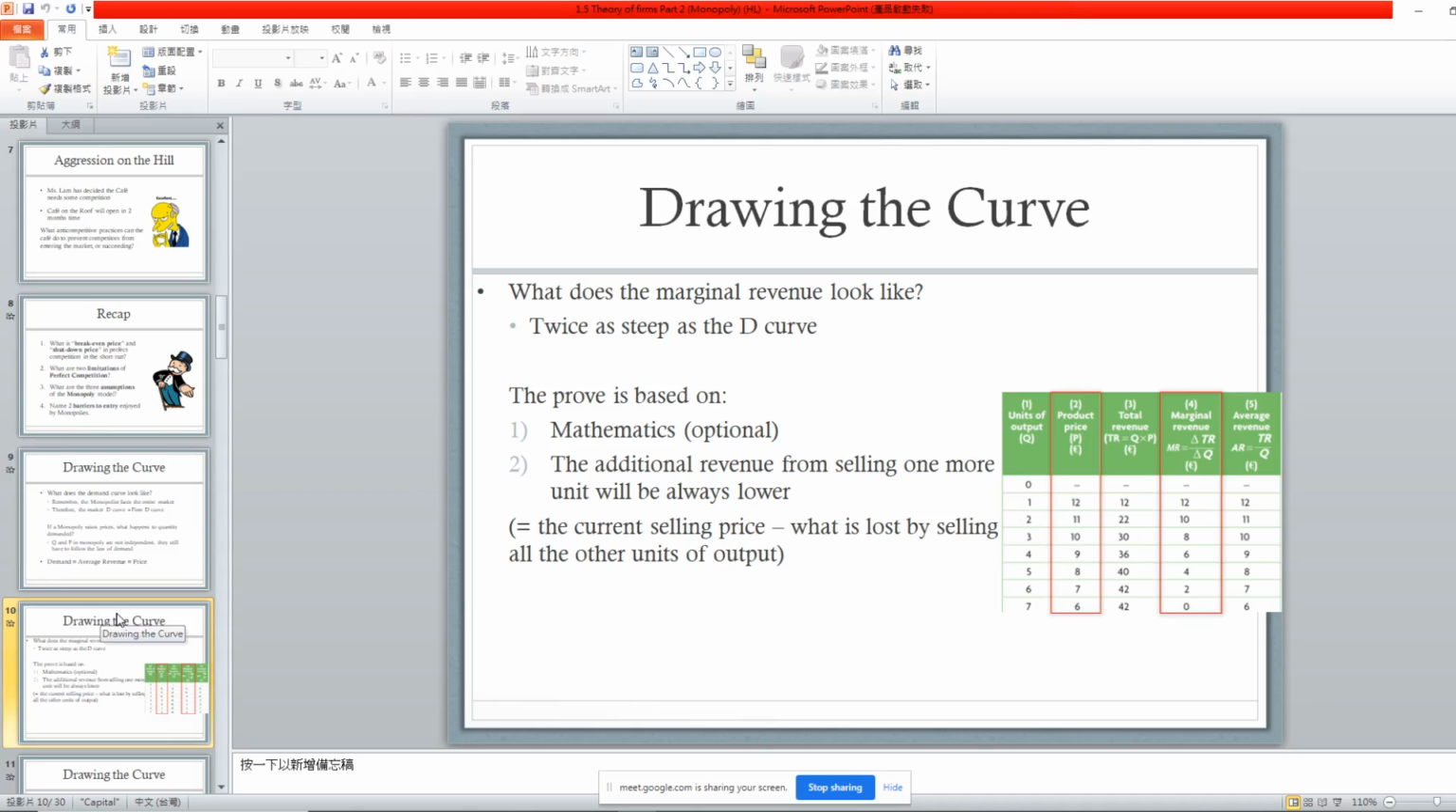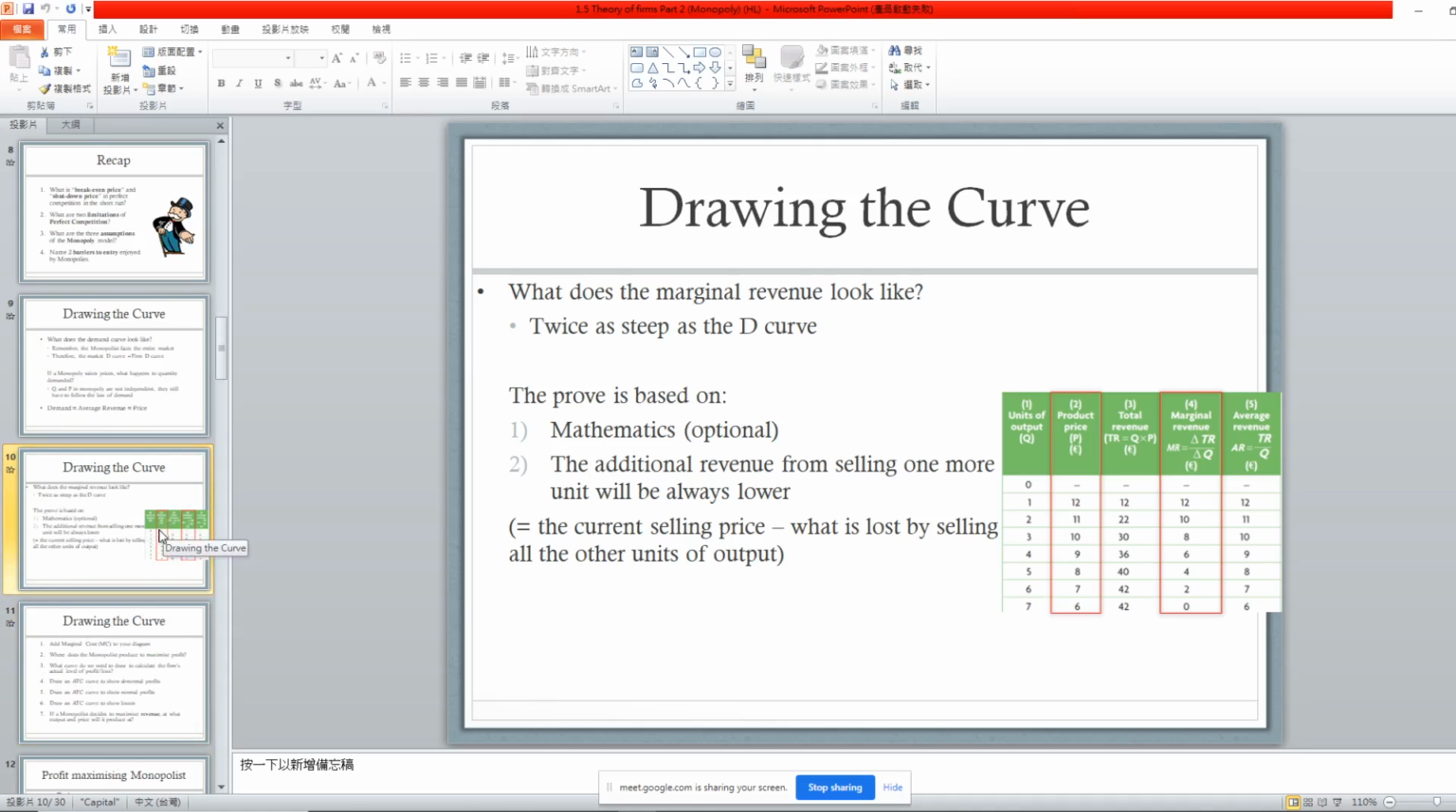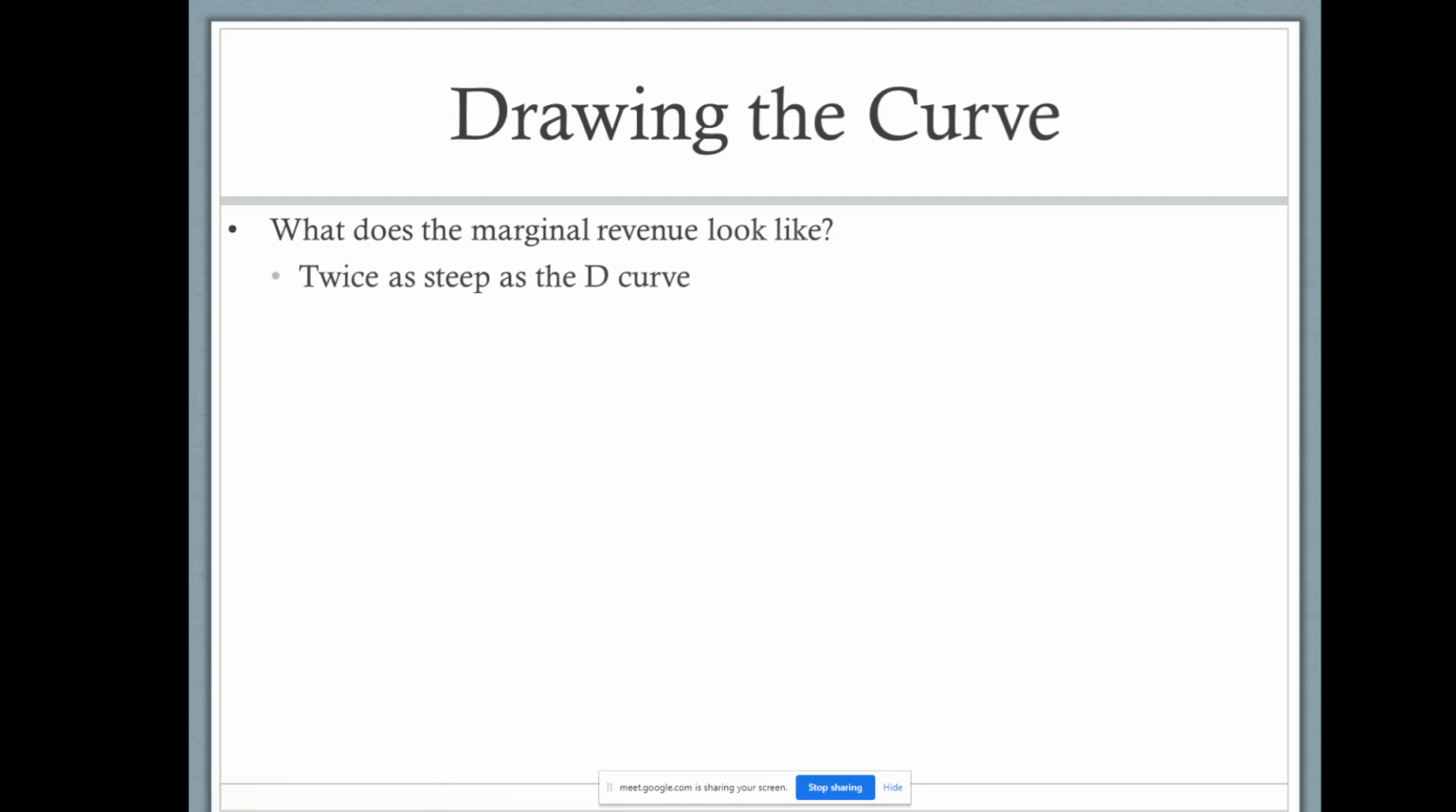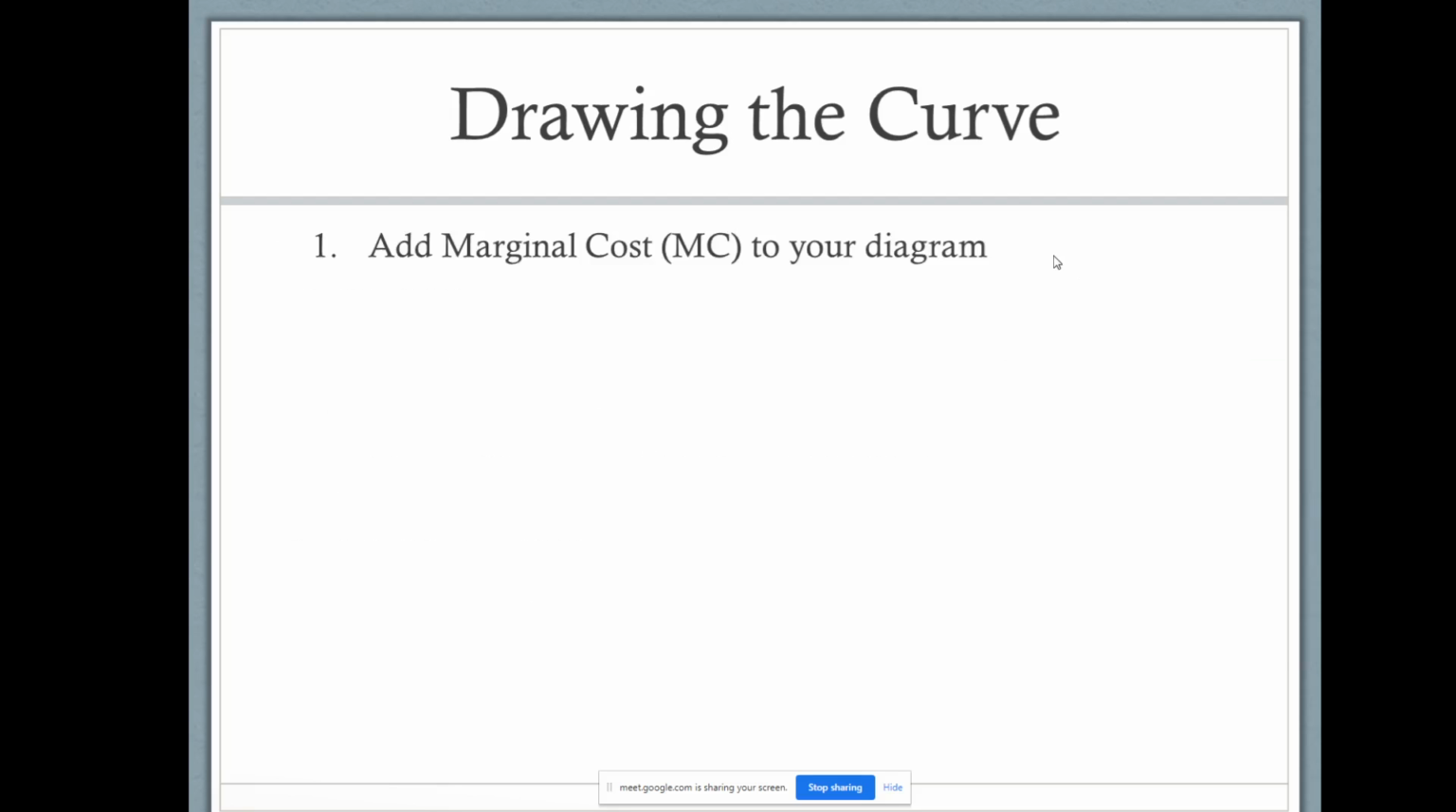So the MR curve is always beneath the demand curve, right? If we know all the information, then we can start drawing the rest of the curves for the Monopoly. So let's do it step by step. Once we know how to draw a demand curve and MR curve, then we can start putting an MC curve into the diagram.